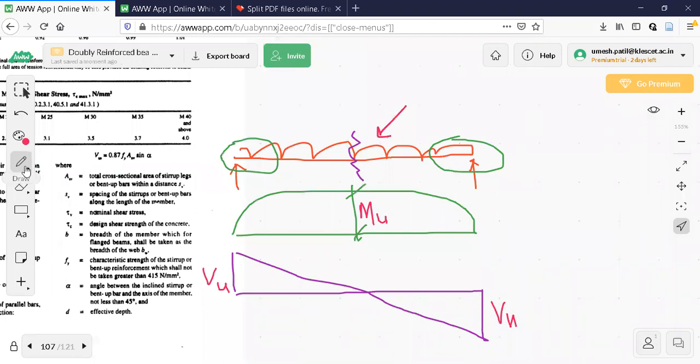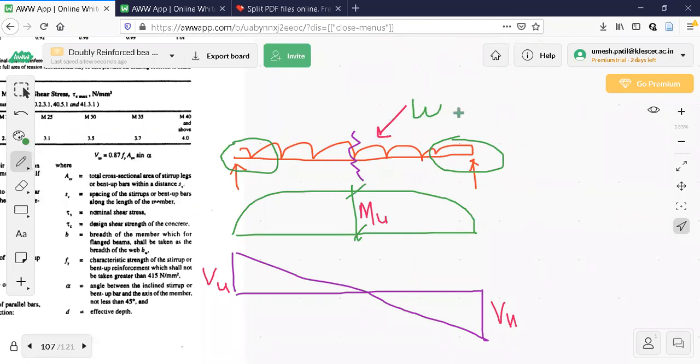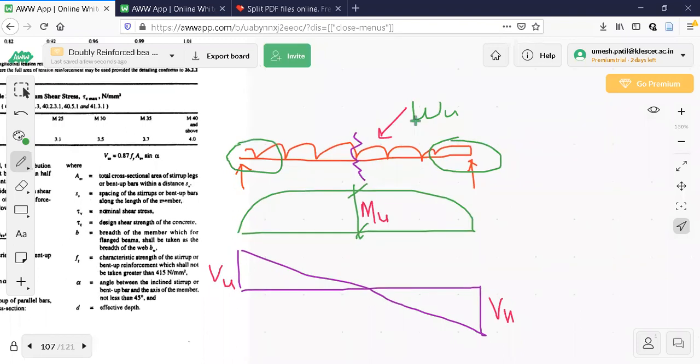So where you can see this, this is WU, which is factored load. You have to find out the service load, multiply by 1.5 to that, then you will get what is called factored load or design load.